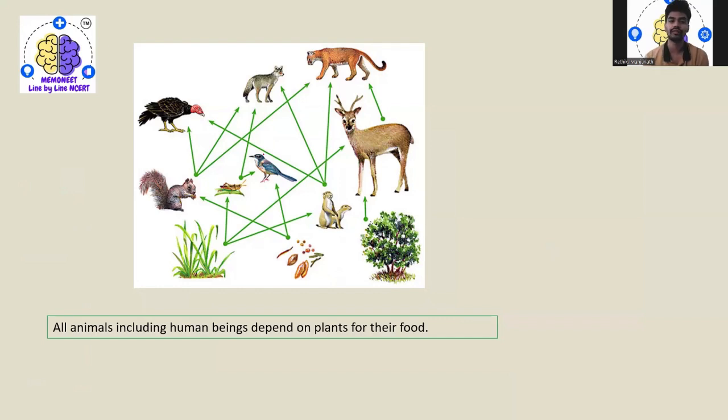So we know that, one way or the other, all living organisms are dependent on plants for our food. But what about plants, like how are they? In what way are they dependent? So you can see in this figure that either directly or indirectly, we all are dependent on plants for our food.